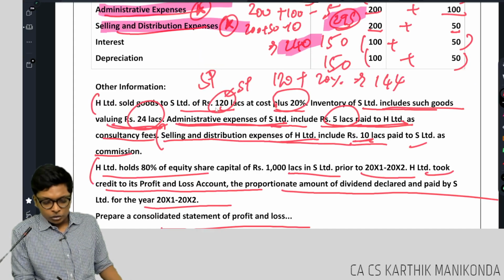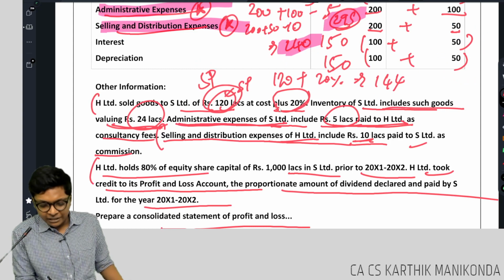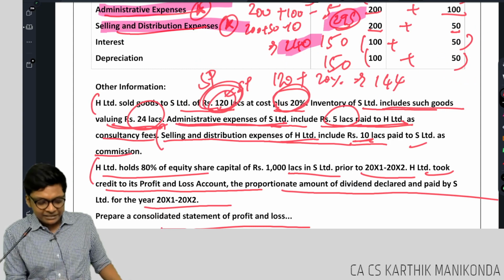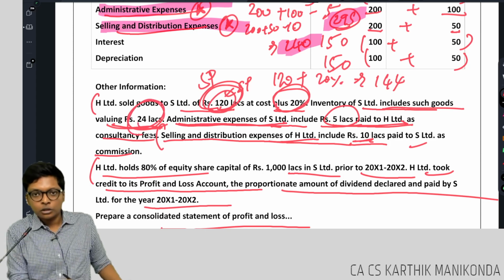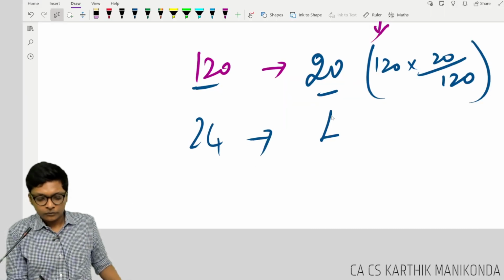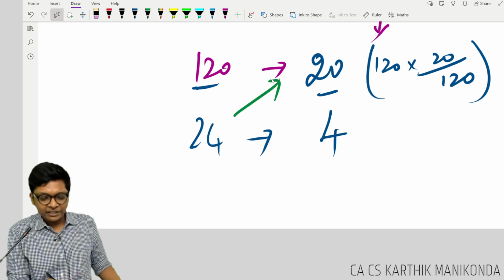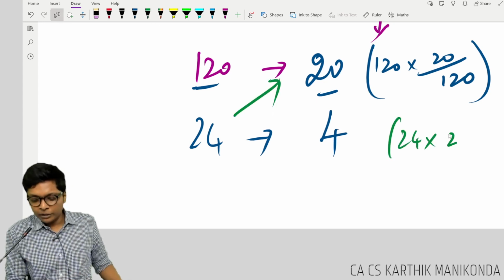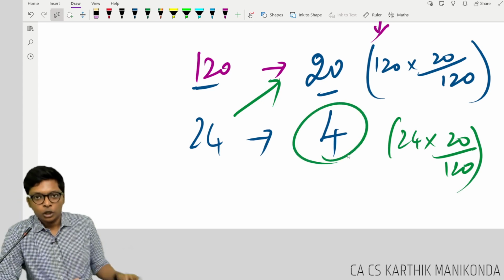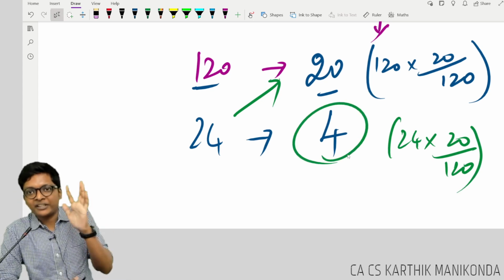See here, sold goods for 120, which is cost plus 20%. So this is selling price. Now how much is unsold? So on 24, what's the profit? 4. Cross multiplication, or in other words, 24 into 20 by 120, you will get 4. So 4 is the unrealized profit, correct?